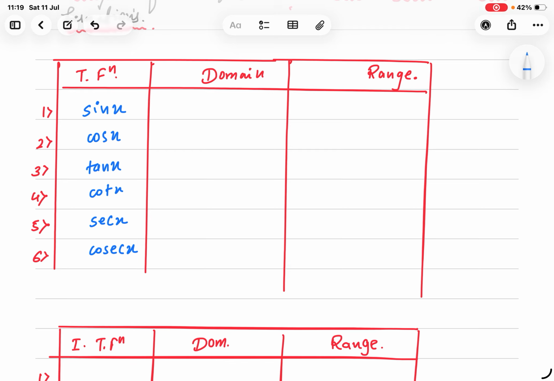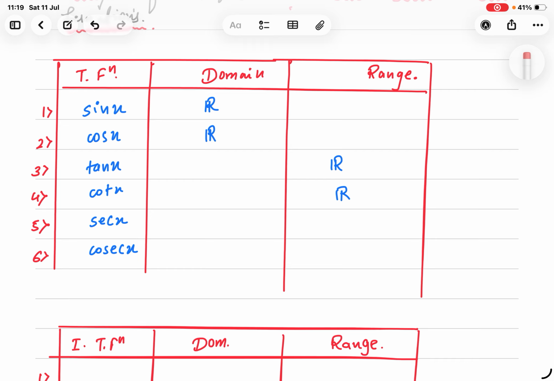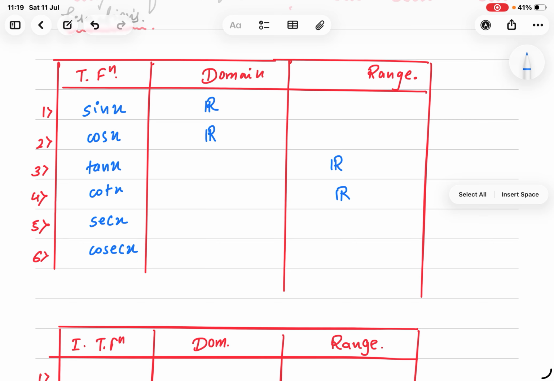The domain of sin x is defined for all real numbers, and the domain of tan x and cot x are defined everywhere. Defined means the graph of sin x is like this, defined everywhere. The graph of cos x is like this, it is defined everywhere. It means whatever the values are there, defined. And now the range of tan x is the real numbers.